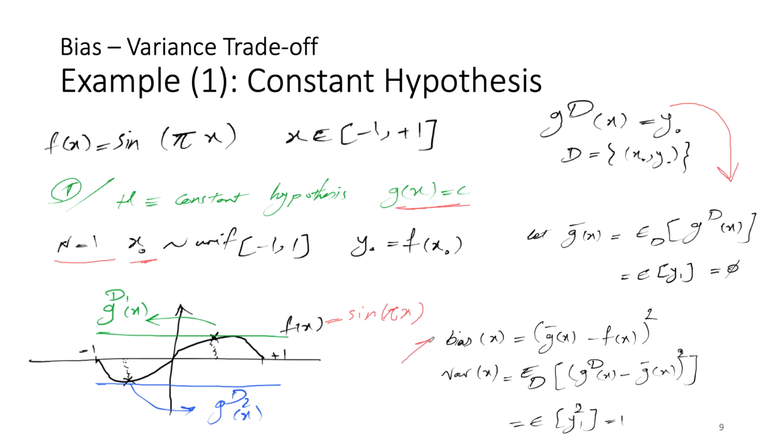So if you use bias or variance, for the bias you're going to have g bar x minus f of x squared. And for the variance case, you're going to have expected value over D of g d of x minus g bar of x squared. And if you compute that, it's going to be 1. So this is a very small and easy example to see that by using bias and variance, you have more flexibility to just go for the real values.